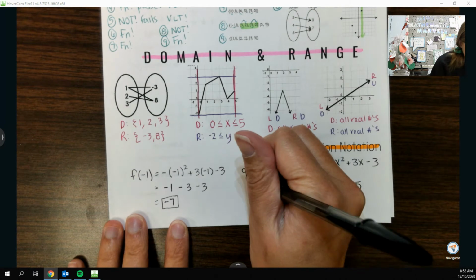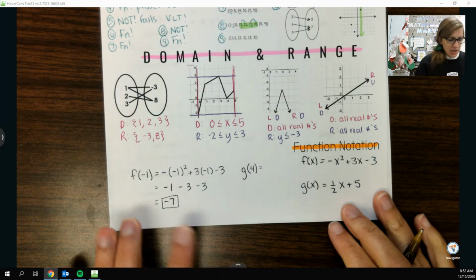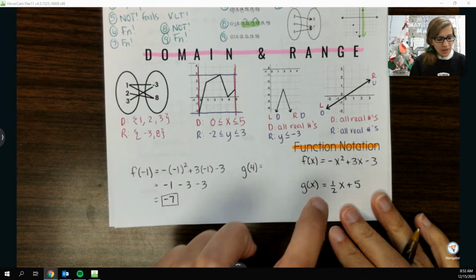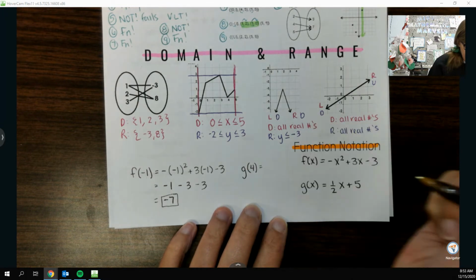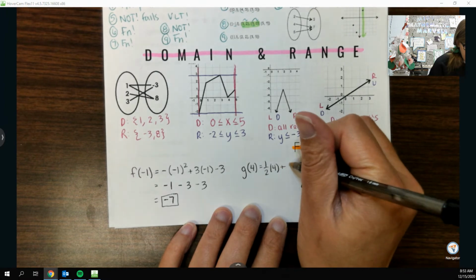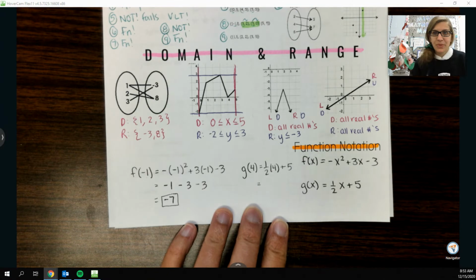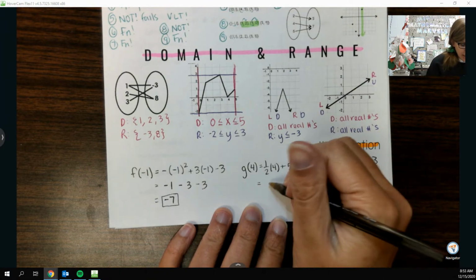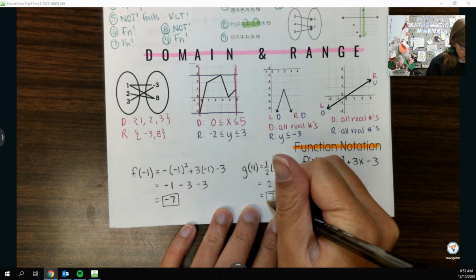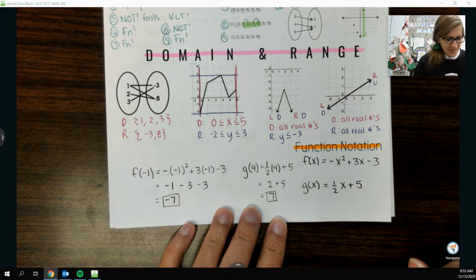Another example of this could be g of 4. This is showing me I need to pick the g function, and then this is showing me what I should input into it in place of x. So in place of x, I'll put 4. And then I'm going to follow good order of operations to find my output value. So half of 4 is 2, plus 5 is 7. Ooh, I didn't even mean to do that. Look at how fun. Okay, there you go.